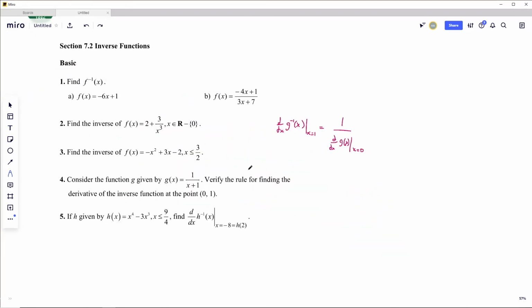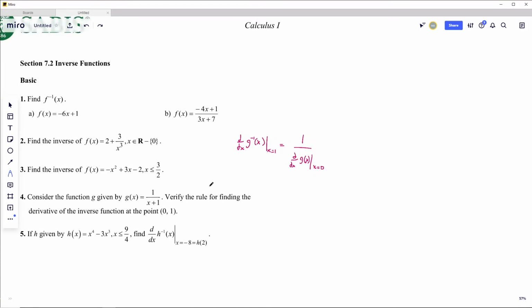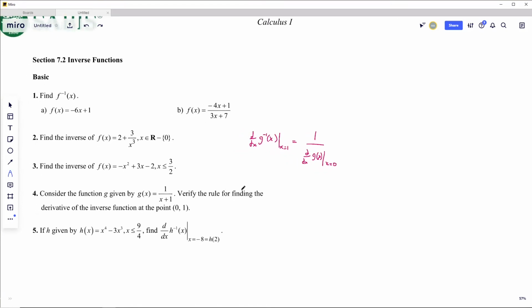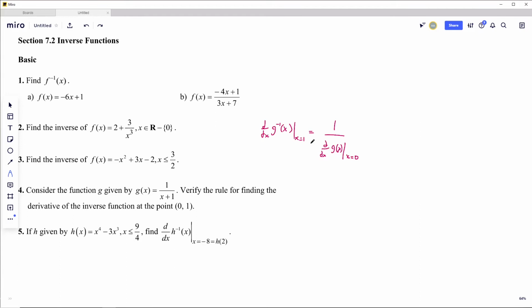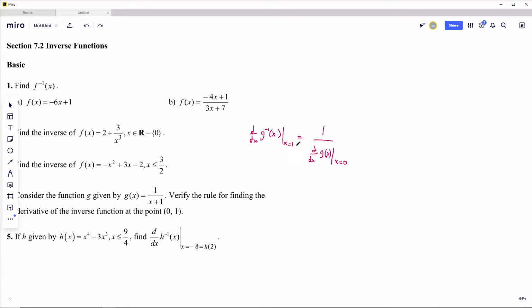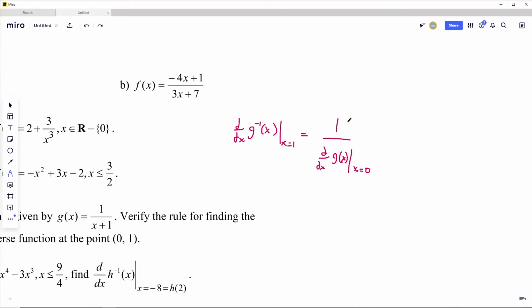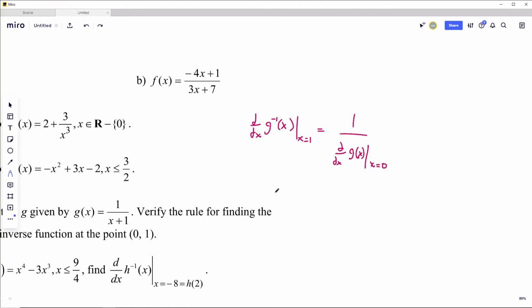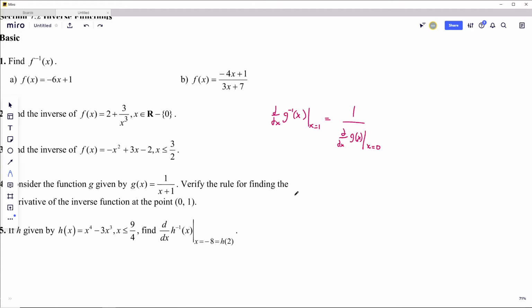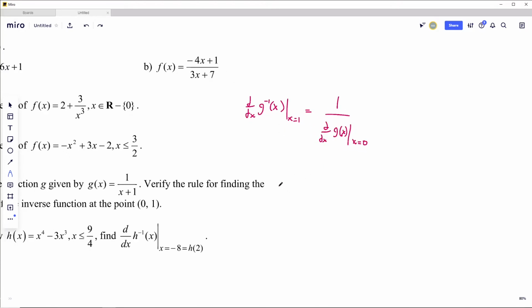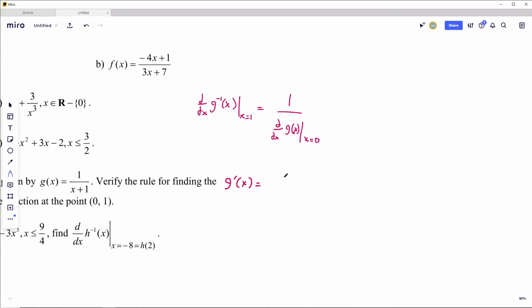So for number 6, we're going to use this rule. We're actually going to verify the rule we used in number 5. The rule says that the derivative of the inverse at the ordinate is nothing but the reciprocal, 1 over the derivative of the function at the abscissa. So let's verify this. First, let's do the function. The derivative of the function, g prime of x. Let's derive.